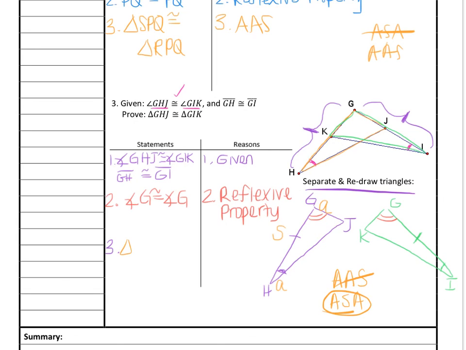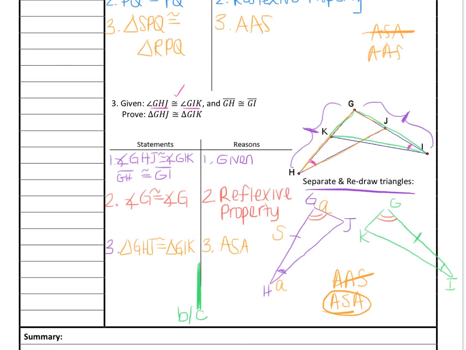So triangle GHJ is congruent to triangle GIK because of ASA. Again, you can think of this divider line for this T-chart as a because, right? You say the thing on the left because of the thing on the right. Your reason backs up your statement.